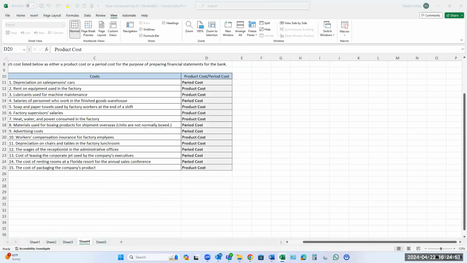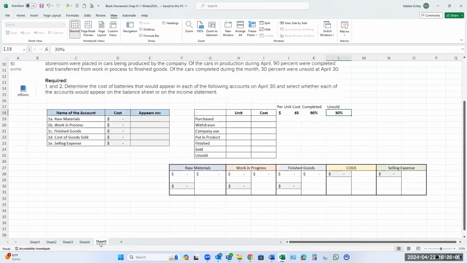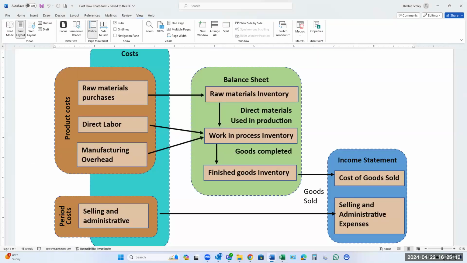So question 3, you're just again going to decide whether it's a direct material or an indirect material, just based on what the cost object is. And those are pretty easy to figure out.